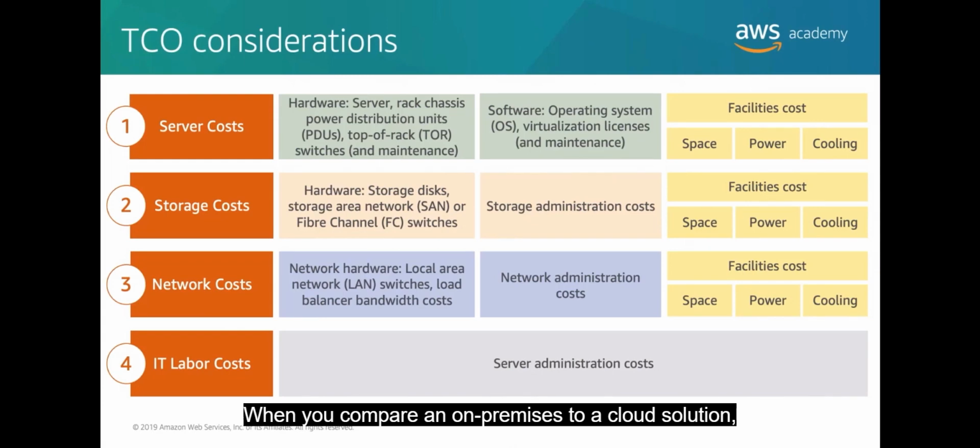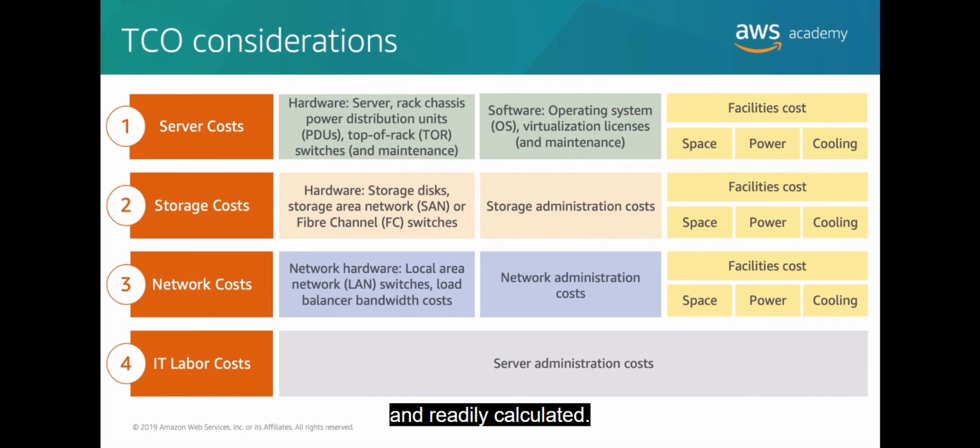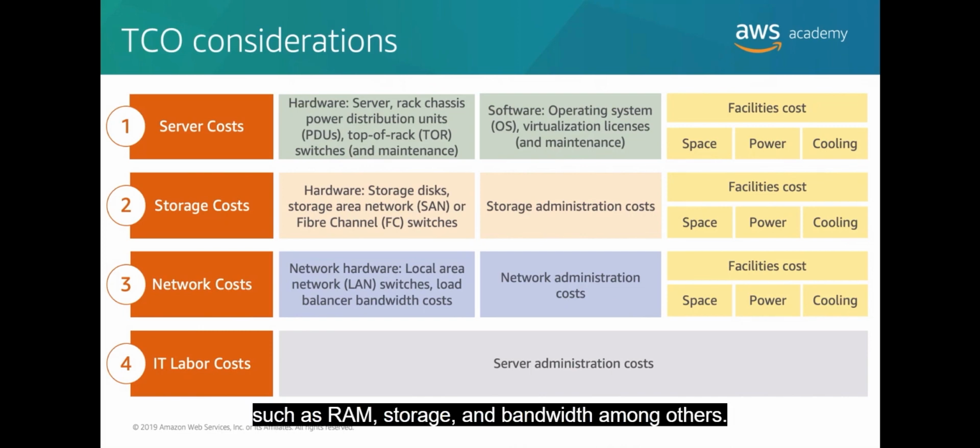When you compare an on-premises to a cloud solution, it is important to accurately assess the true cost of both options. With the cloud, most costs are upfront and readily calculated. For example, cloud providers give transparent pricing based on different usage metrics, such as RAM, storage, and bandwidth, among others. Pricing is often fixed per unit of time. Customers gain certainty over pricing and are then able to readily calculate costs based on several different usage estimates.